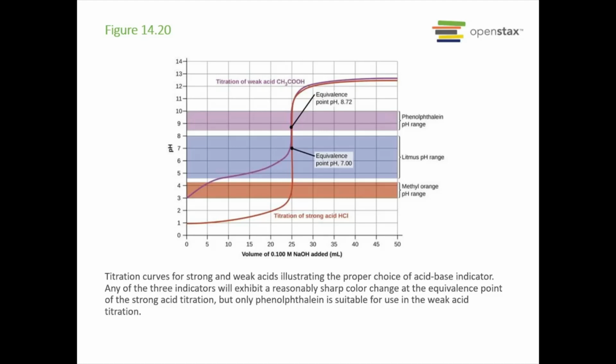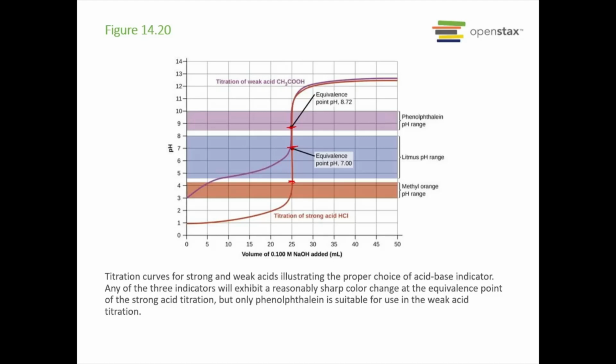So here are some titration curves showing you indicators for a strong acid titration versus a weak acid titration. If you look at the red line, the bottom one, the titration of strong acid HCl, the blue litmus pH is pretty perfect for this. Even phenolphthalein is okay. All of these are somewhat okay, even though the pH isn't perfect. You still get that vertical line there to get that sharp color change.